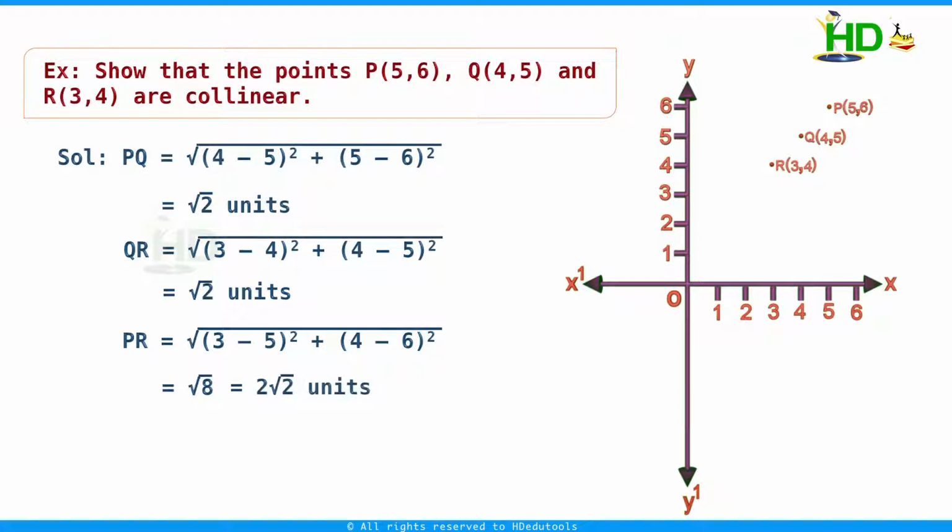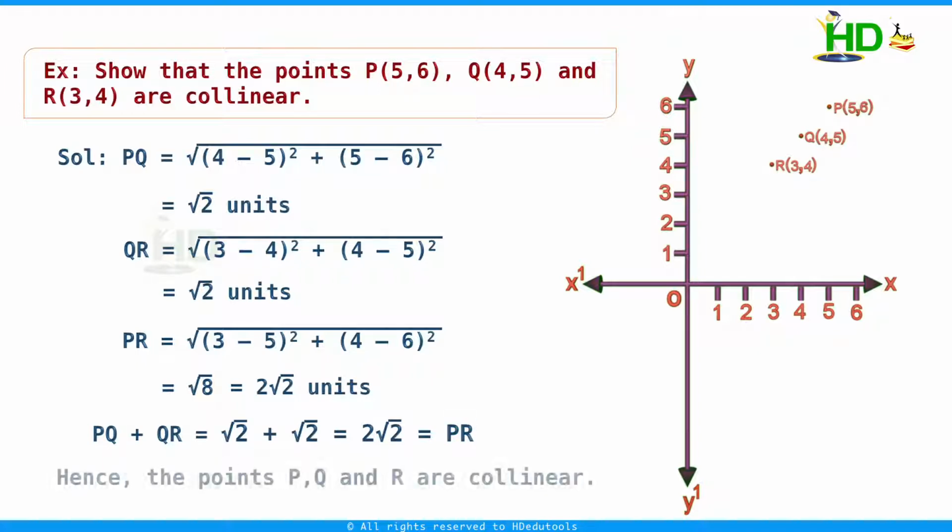Now from this, what can we write? PQ plus QR is nothing but root 2 plus root 2, that is 2 root 2, which is PR. Since the 3 points satisfy this condition, PQ plus QR is equal to PR, we can say P, Q, R are collinear.